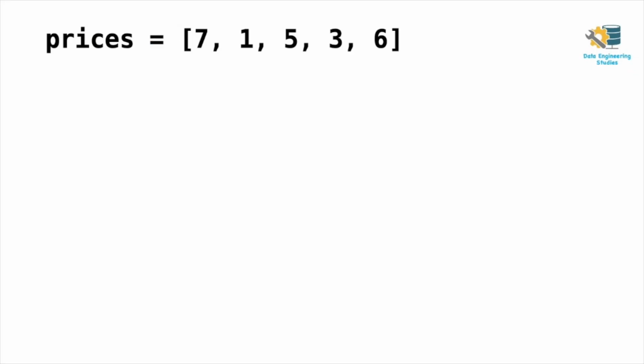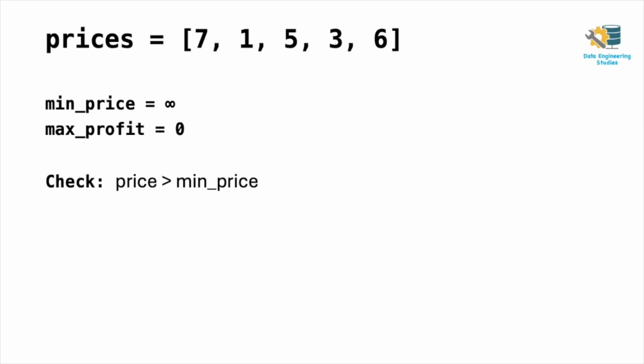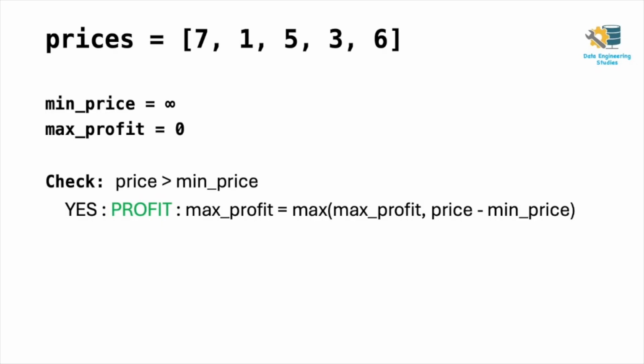Let's take an example of this price list which has the values 7, 1, 5, 3 and 6. First let's initialize two variables, minimum price and maximum profit. We will initialize minimum price to infinity and maximum profit to 0. Next we will iterate through the prices list and we will check if the price is greater than minimum price. If the price is greater than minimum price, then it is a profit. The profit is price minus minimum price. We will find the max of current max profit and the new profit.